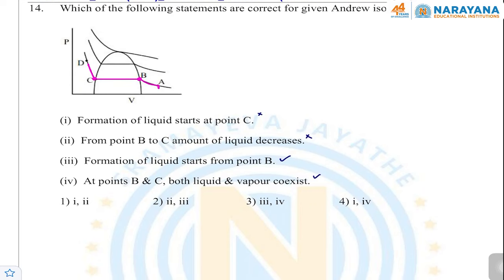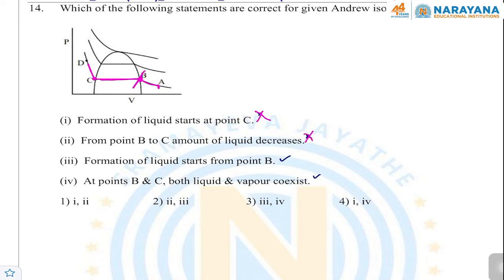Formation of liquid starts at point C, wrong. So it is starting at point B. From point B to C, the amount of liquid decreases, wrong. Here it starts, and the amount of liquid will increase as we go along this curve.